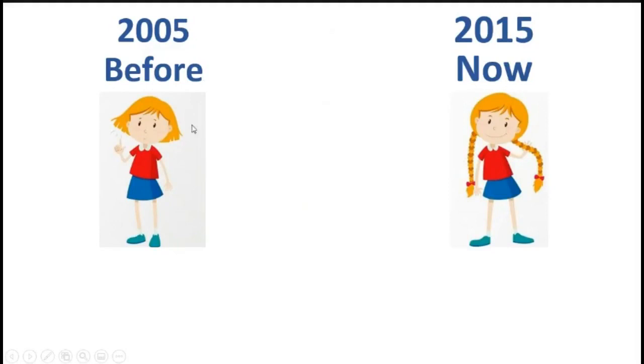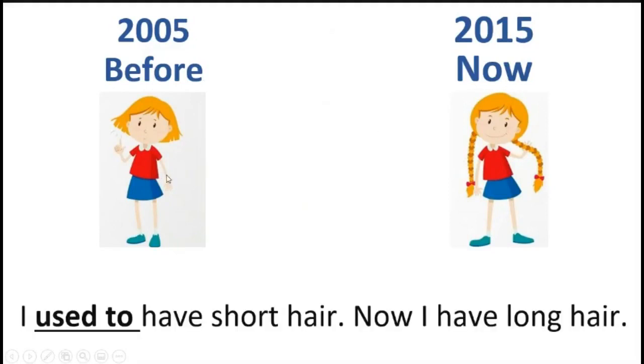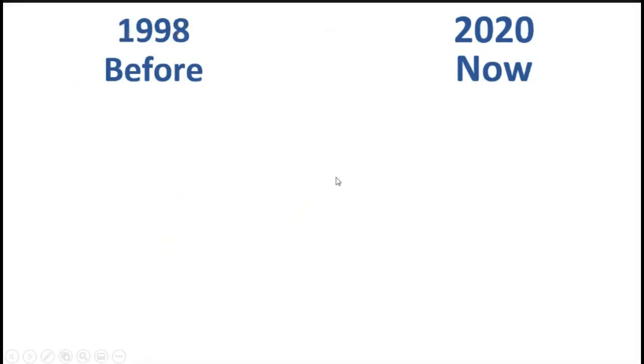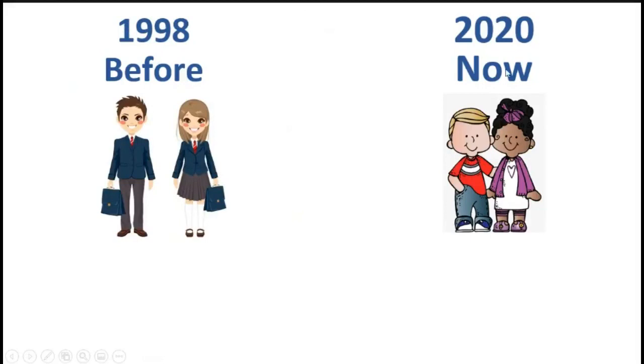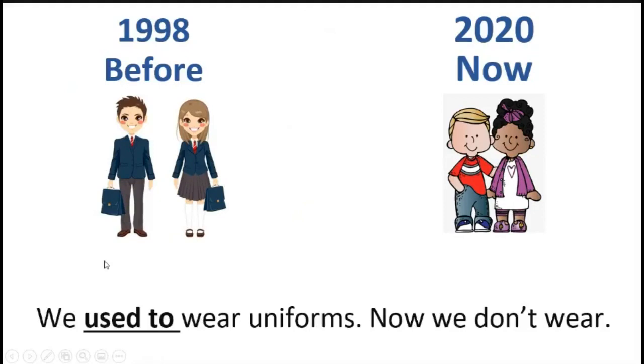Before, now. Look at the pictures. I used to have short hair. Now I have long hair. Before, now. Look at the pictures. They are wearing uniforms, and here they're not wearing school uniforms. We used to wear uniforms. Now we don't wear. Eskiden okul forması giyerdik, artık giymiyoruz.